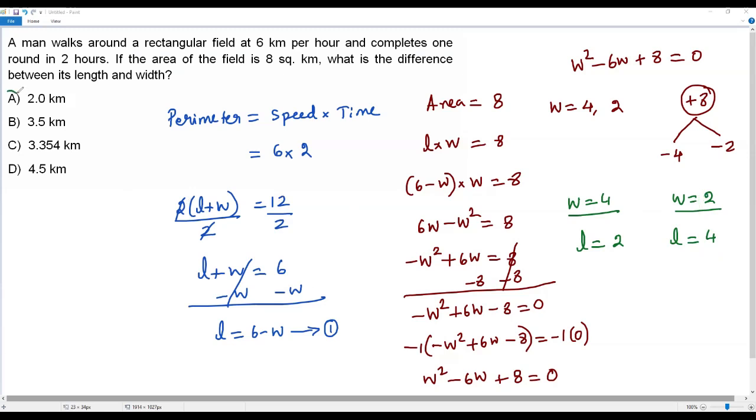So we find 2 kilometers in option A. So the correct answer choice for this question is option A.